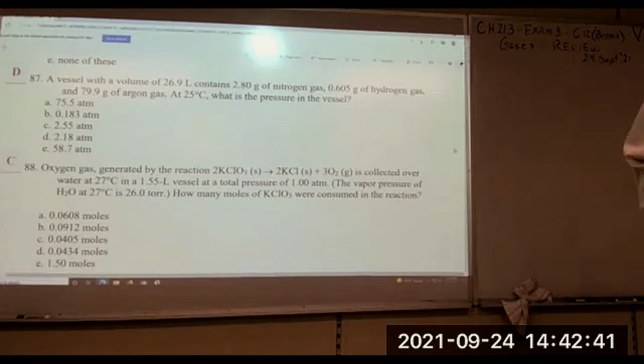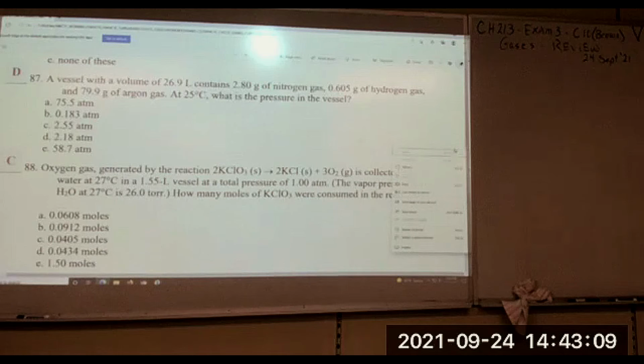Okay, let me see if I skipped anything that might be useful. We'll backtrack a little bit. Let me see. Is that a valid process? Let me look further down the line to be sure I'm not. Oh, we haven't talked about Graham's law yet, have we? Let's see if I can find one of those that would be useful.